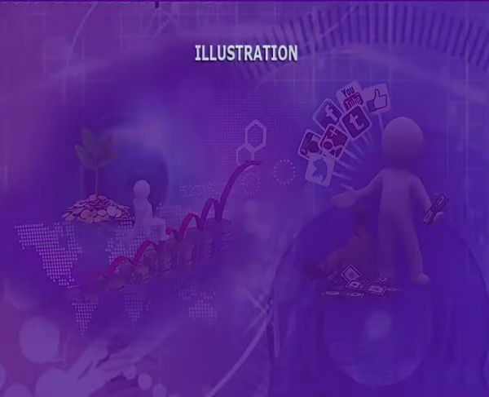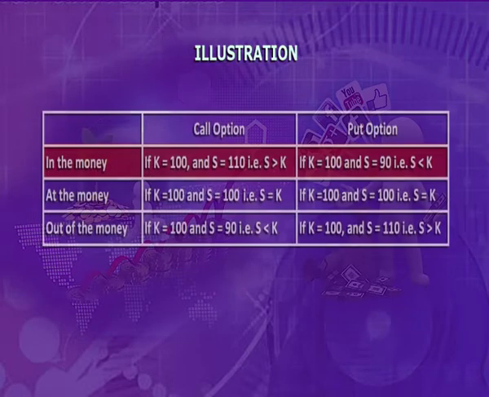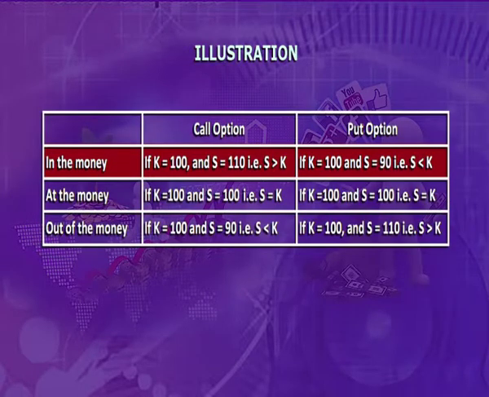Now friends, let us have a look at this illustration where first we show the in the money option. Under call option, we have K equal to 100 and S equal to 110, that is, S is greater than K. Looking at the put option, here K is equal to 100 and S is equal to 90, that is, S is less than K.